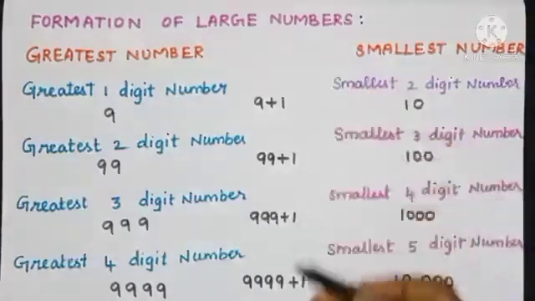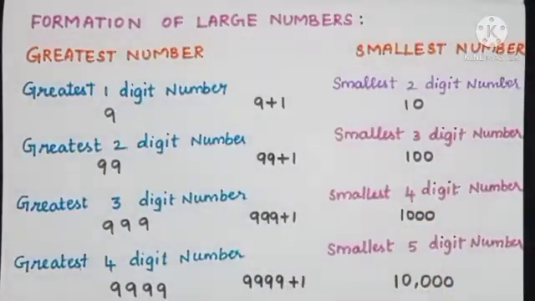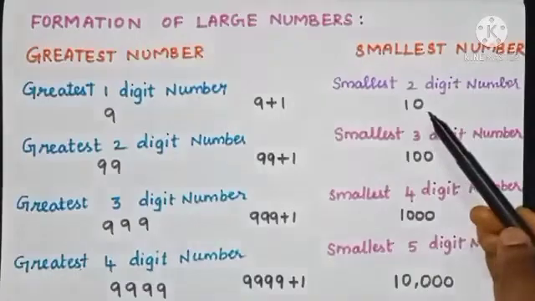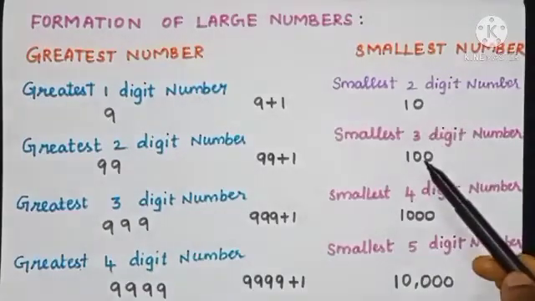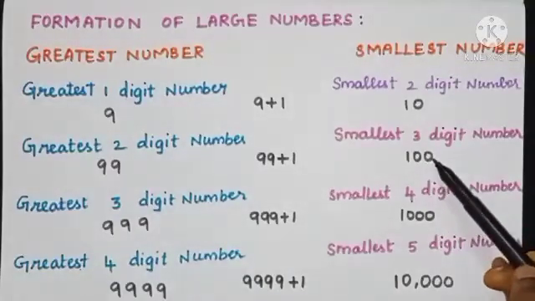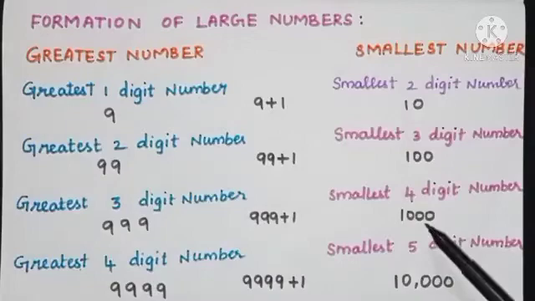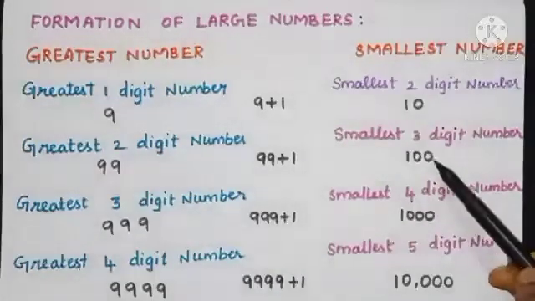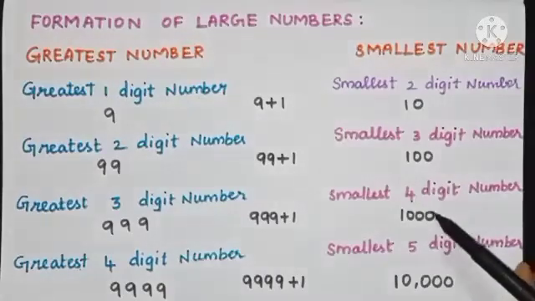So we can observe that in every row the smallest number column has an additional 0 compared to the previous row. See here, the smallest two digit number is 10 and the smallest three digit number is 100. Here we have one additional 0 and the smallest four digit number is 1000. When compared to the three digit number, here we have an additional 0.